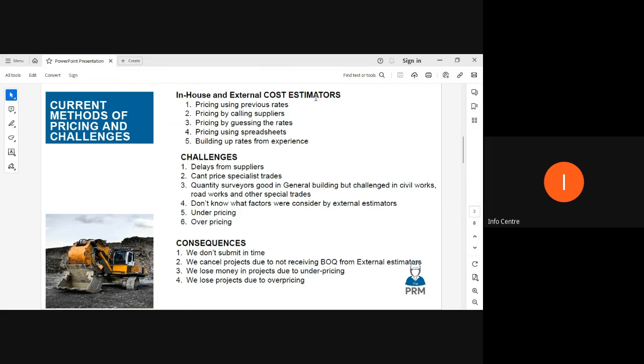Number four, we don't know what factors were considered when external estimators were pricing our BOQs. When we talk factors, we're talking about what overheads they considered, what profit margins they considered when they were actually doing our estimation. Now, this is a very serious one because when we outsource pricing, what we are saying is that we are relying on an external estimator to determine how we run our company.